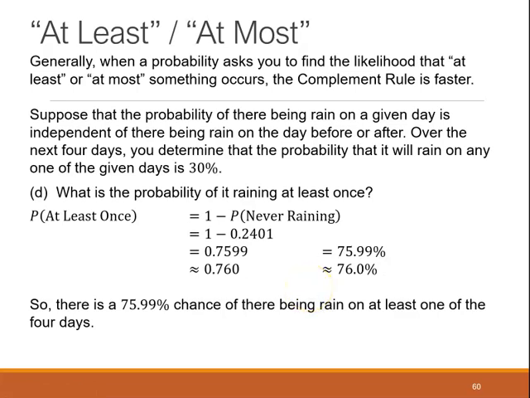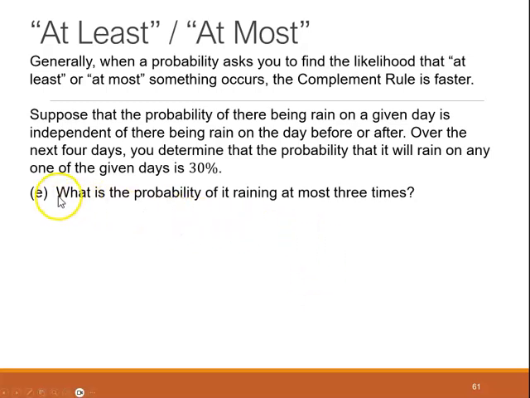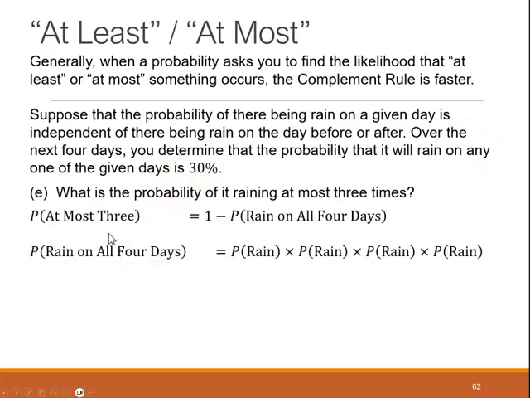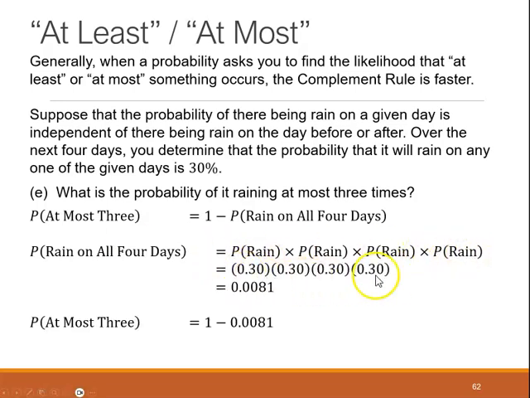Everybody's cool? What's the probability of it raining at most 3 times? At most 3 times would be 3 or 2 or 1 or 0. I don't want to do that. Let's do the complement. The complement of at most 3 is exactly 4. So greater than 3, the only outcome greater than 3 is exactly 4. So it's just going to be rain 4 times, so 0.3.